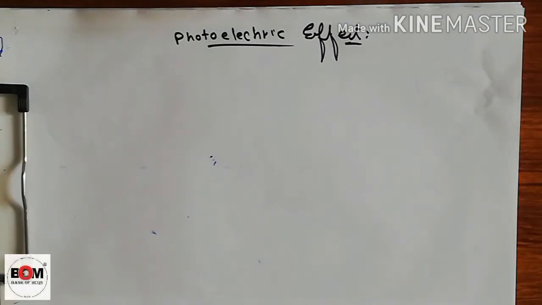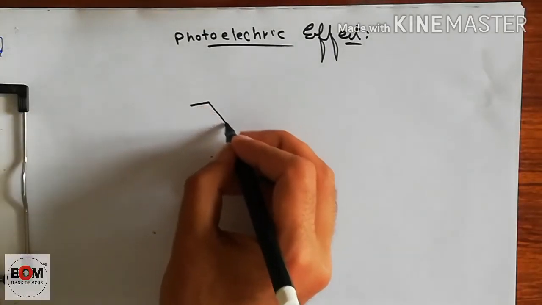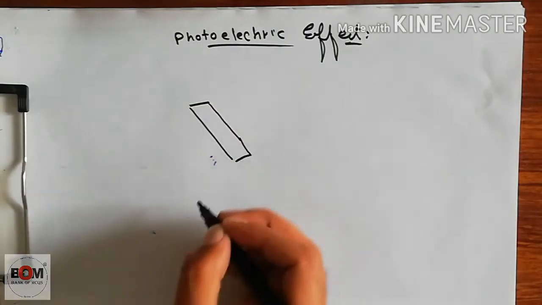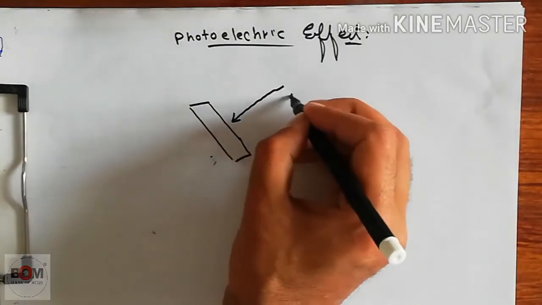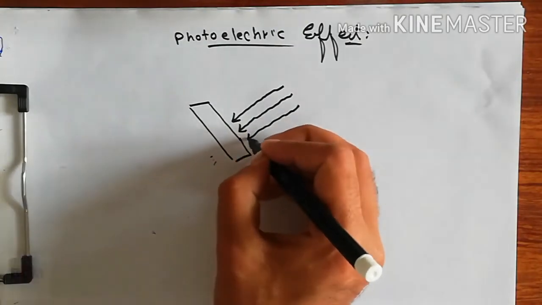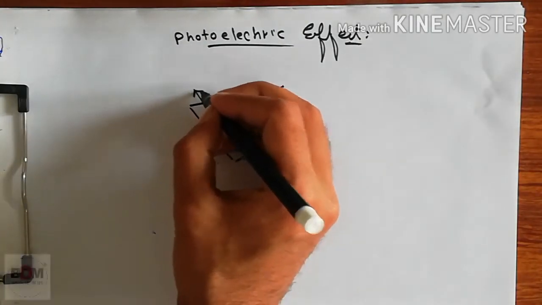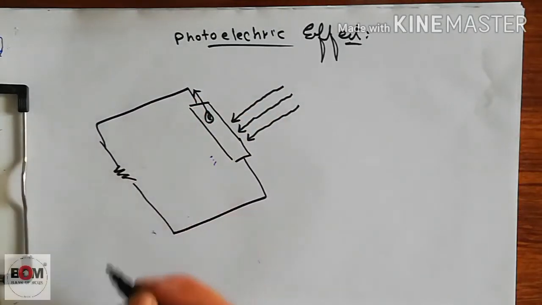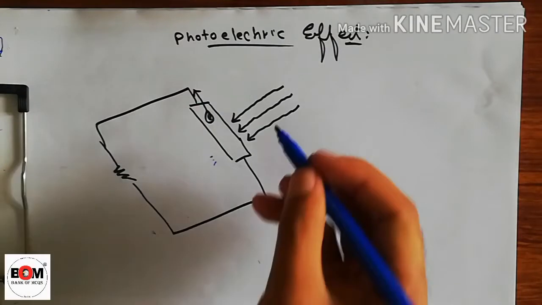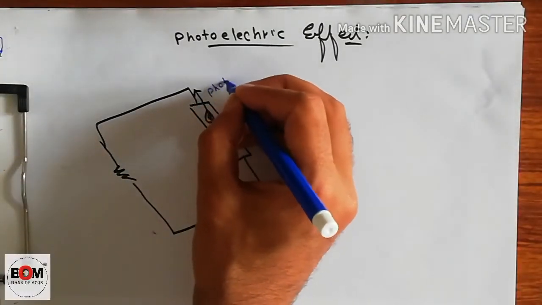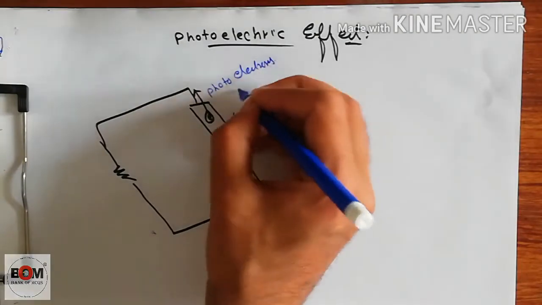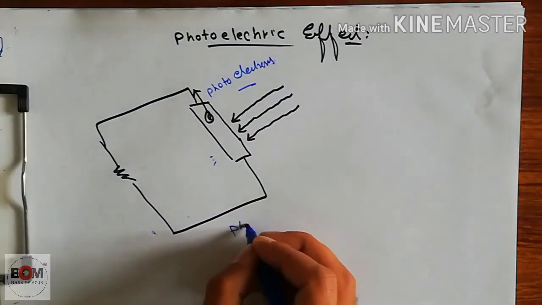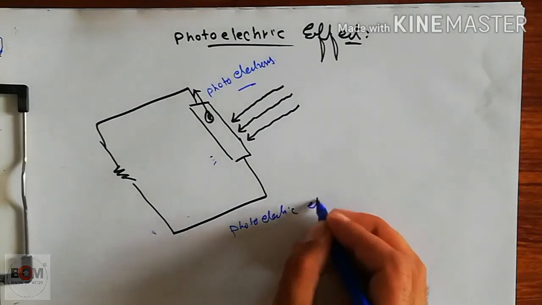The next is the photoelectric effect. So if we expose a metal surface to light, or we let light hit a metal, electrons will be removed from the metal, and as electrons are removed, these electrons will start moving. These electrons which are removed due to light are called photoelectrons, and this process is called the photoelectric effect.